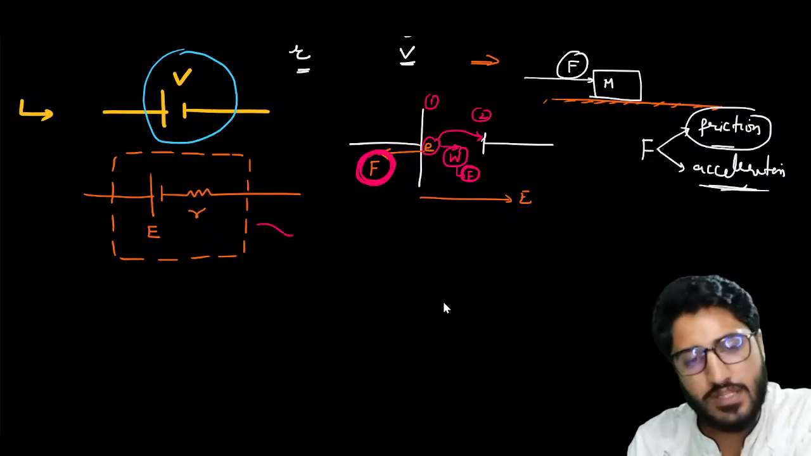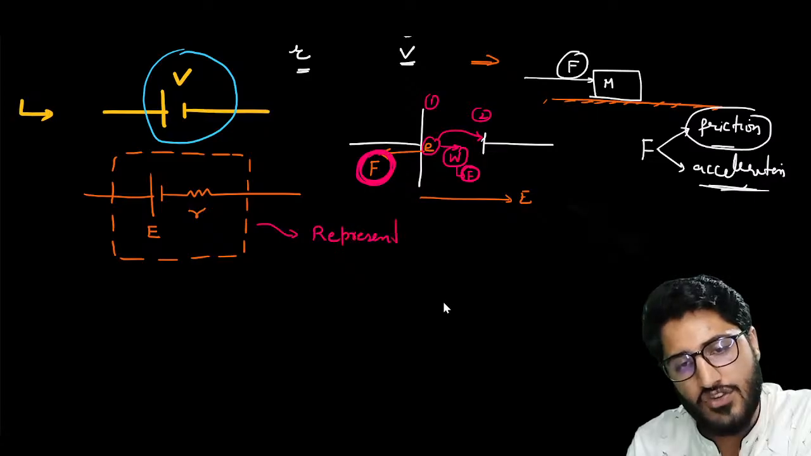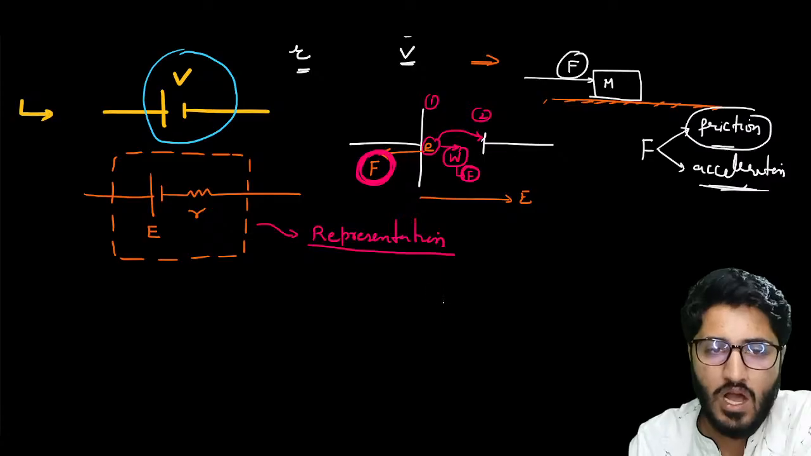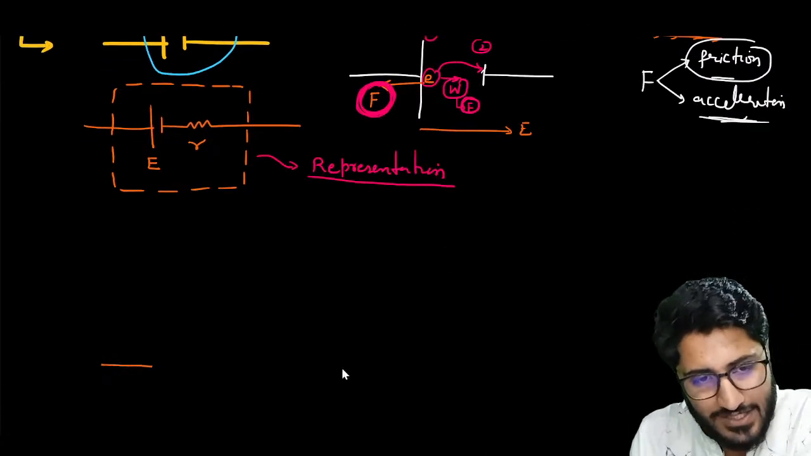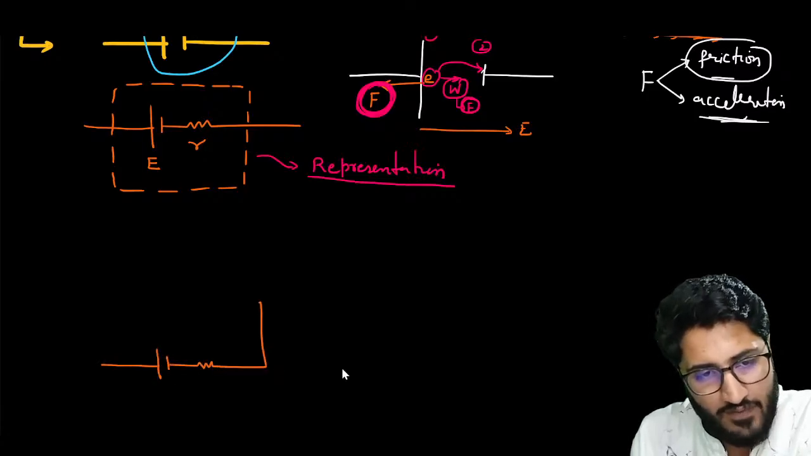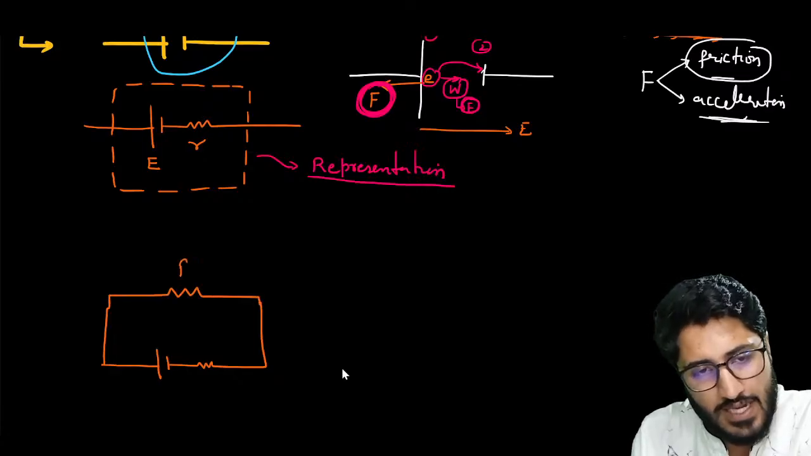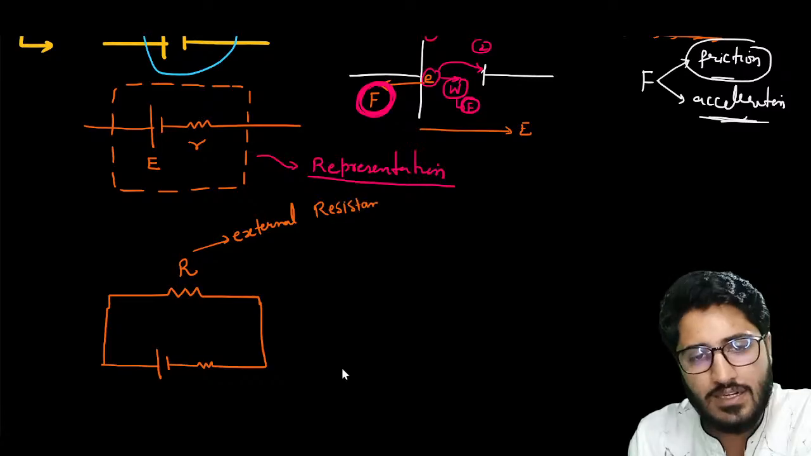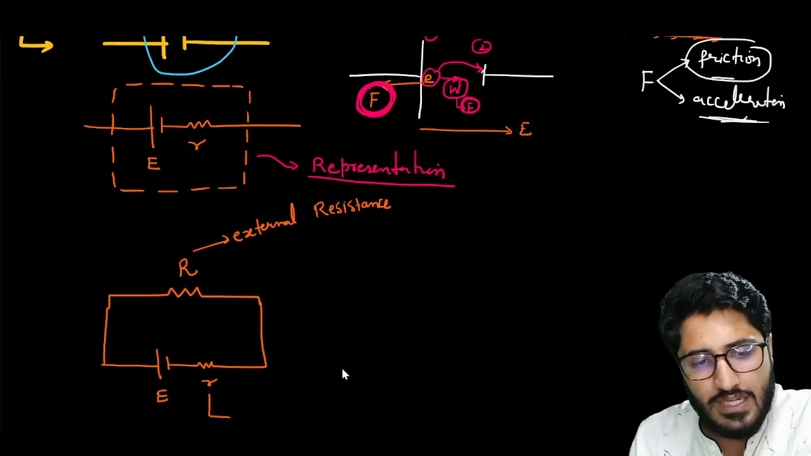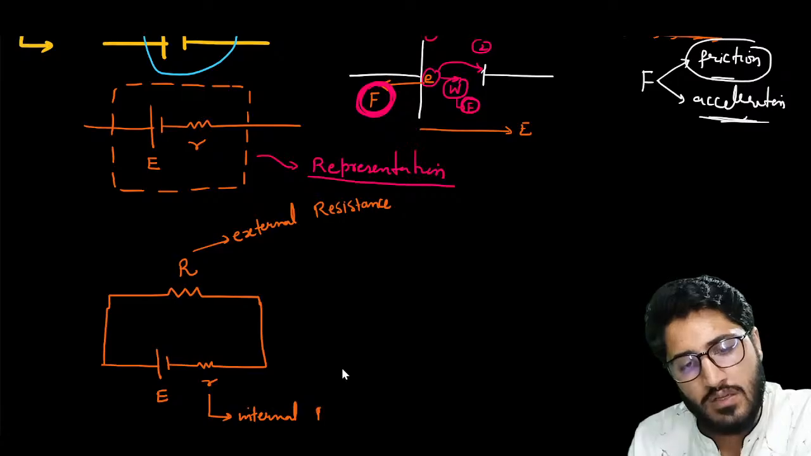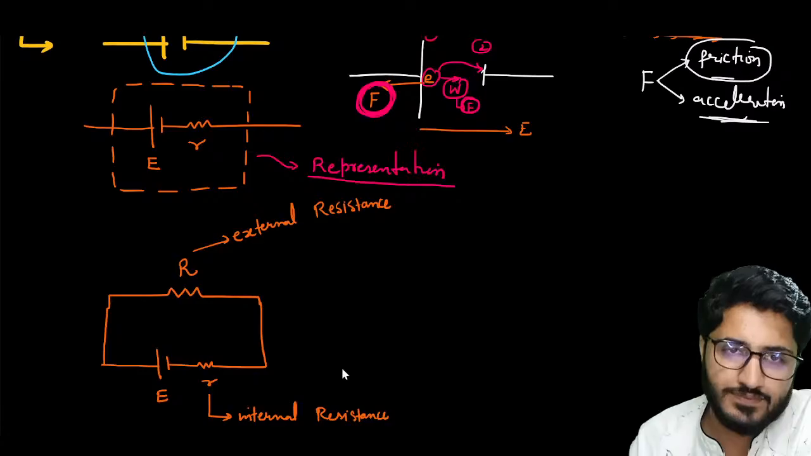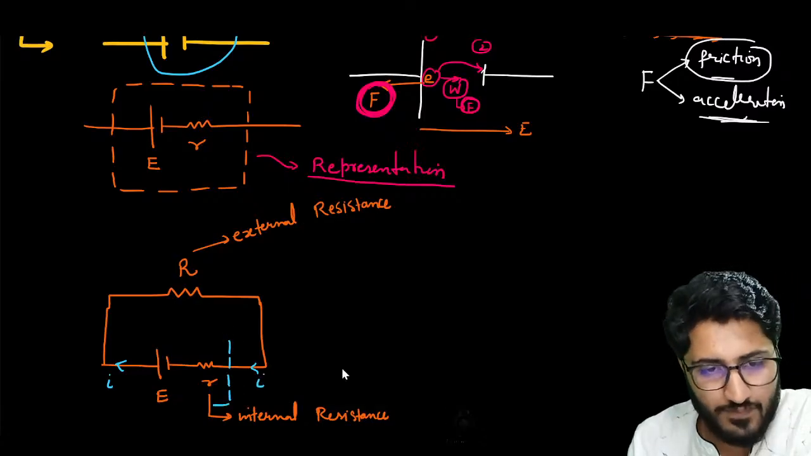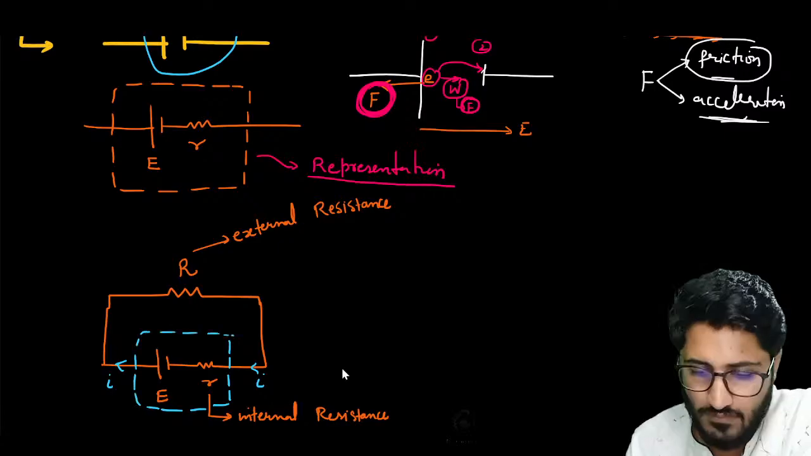Look now. This particular thing is the representation of your cell. Then how to find current now? Suppose we have a battery-like structure like this, or a cell. Then we have a capital R, which means external resistance. E means EMF, and small r means internal resistance. Now, if your battery is giving I current, I should flow inside your battery also. So this one is your battery, or your cell, inside these dotted lines. Clear? You can see here now.